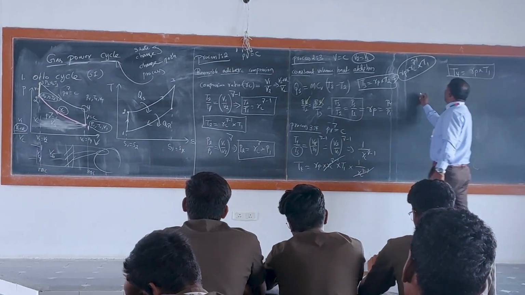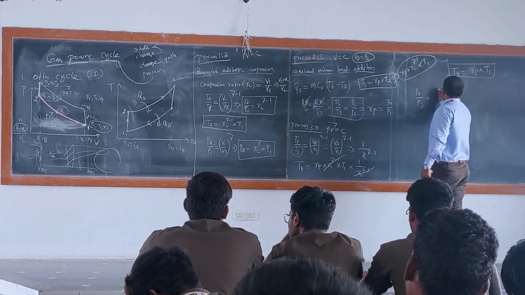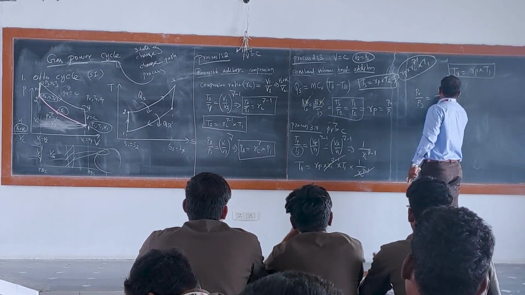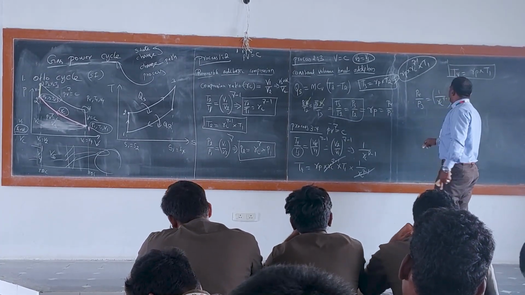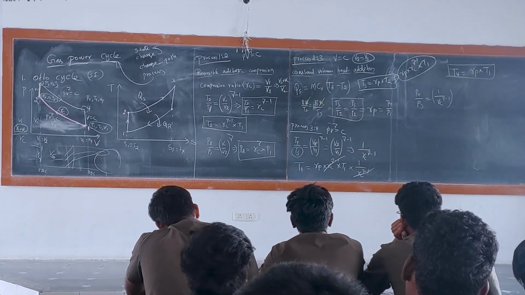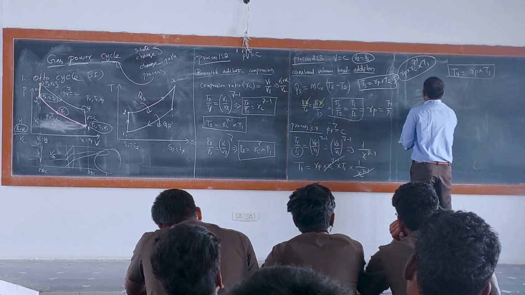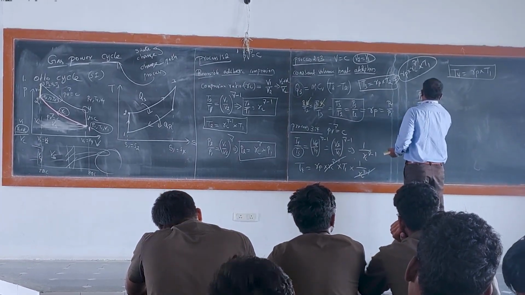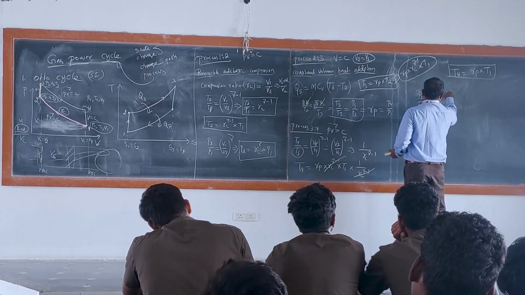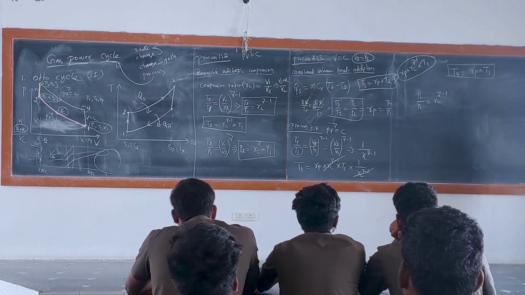So similarly, P4 divided by P3 is equal to 1 by RC power gamma minus 1. If we write the equation in another way, we can write this equation like this. P3 divided by P4 is RC power gamma minus 1. RC power gamma minus 1, both are the same only.